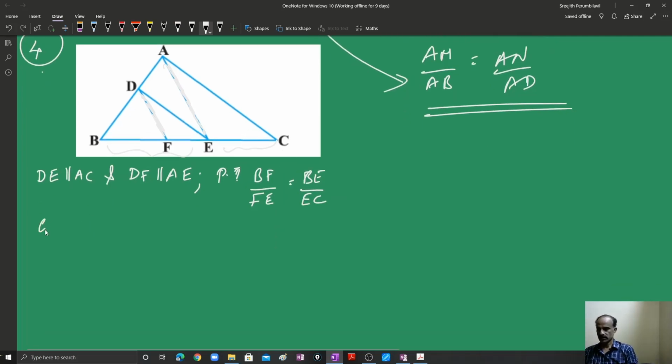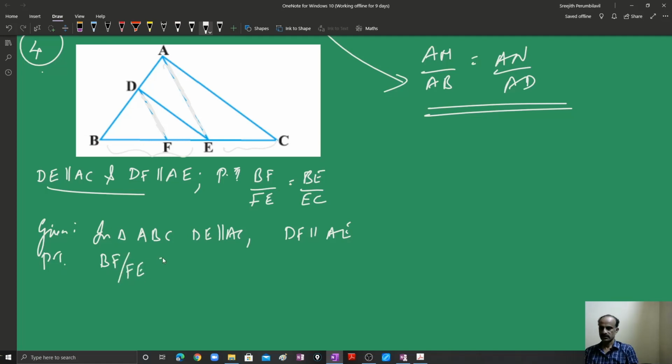So what is given? In triangle ABC, DE is parallel to AC and DF is parallel to AE. To prove what? Prove that BF by FE is same as BE by EC. For that we will take the first triangle. What is the first triangle? In triangle ABC, I have just cleared what is not required. DE is parallel to AC. Therefore, using BPT.